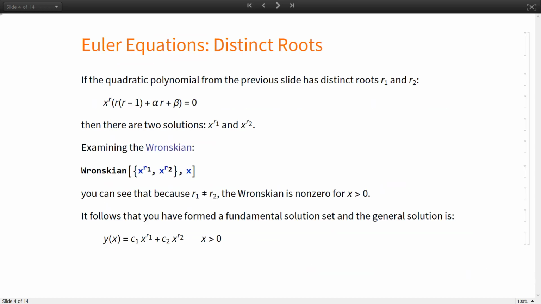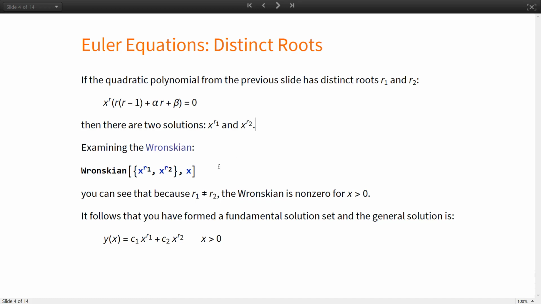On the previous slide, we assumed the solution to Euler equations would take the form of x to the r and substituted this form into the differential equation to get this quadratic equation for r. If this quadratic polynomial has two distinct roots, r1 and r2, then there are two solutions, x to the r1 and x to the r2, since these are the two functions that will solve the differential equation given these roots.